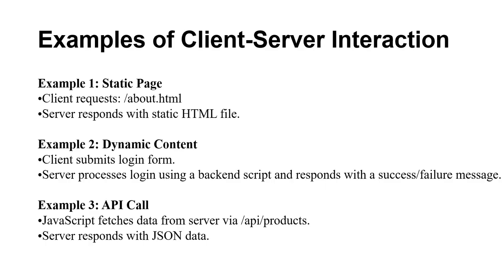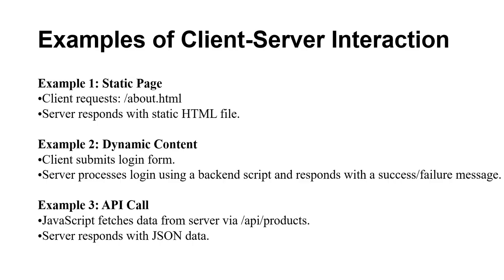Examples of client-server interaction. There are 3 examples. First is static page, second is dynamic content, third is API call. First, the client requests about.html. The server responds with a static HTML file.